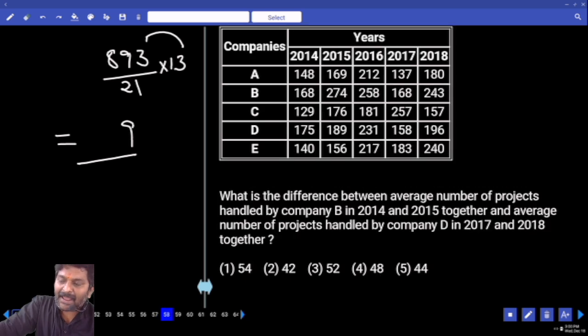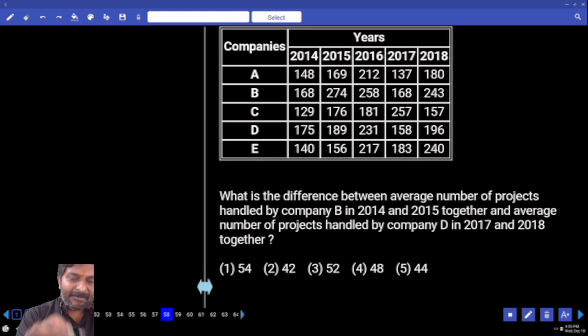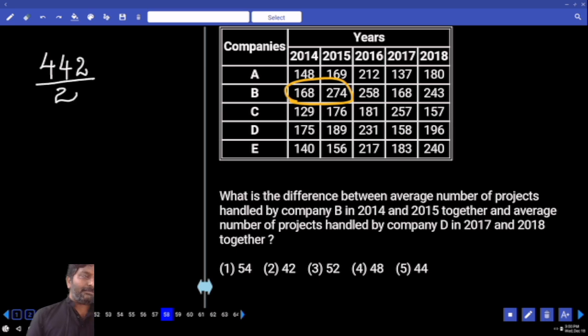What is the difference between the average number of projects handled by company B in 2014-15 together and the average number of projects handled by company D in 2017 and 18? B in 2014, 2015: 168 plus 274, 442, average by 2. Don't calculate. There is another number. Let's take the difference first and then finally we can convert into average.